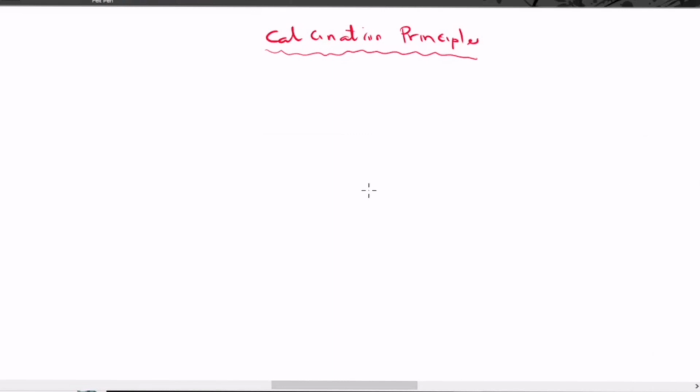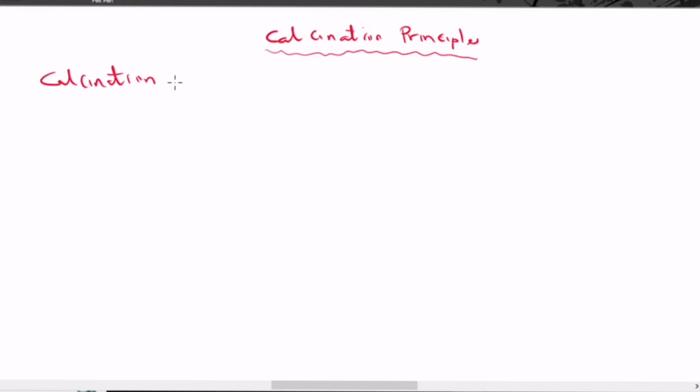In this video, we are going to talk about calcination principles. Now, we established that calcination is heating to cause decomposition of volatile products, which in this case are mostly water and carbon dioxide. Calcination is a thermal treatment process applied to ores and other solid materials for the following reasons.